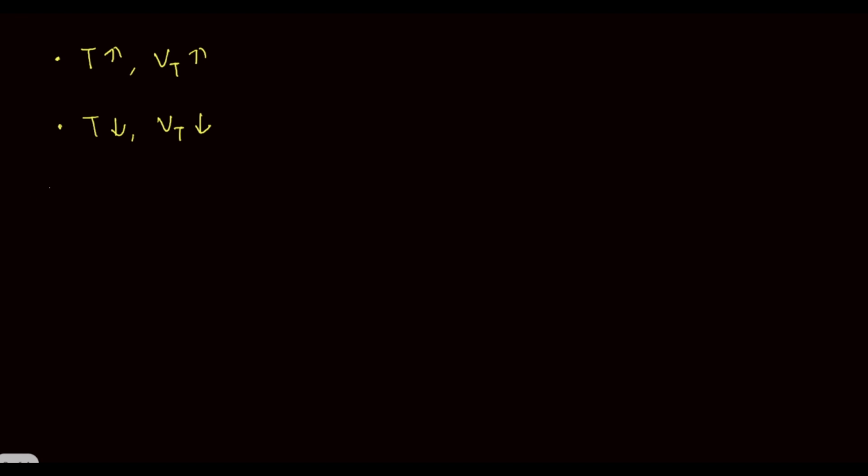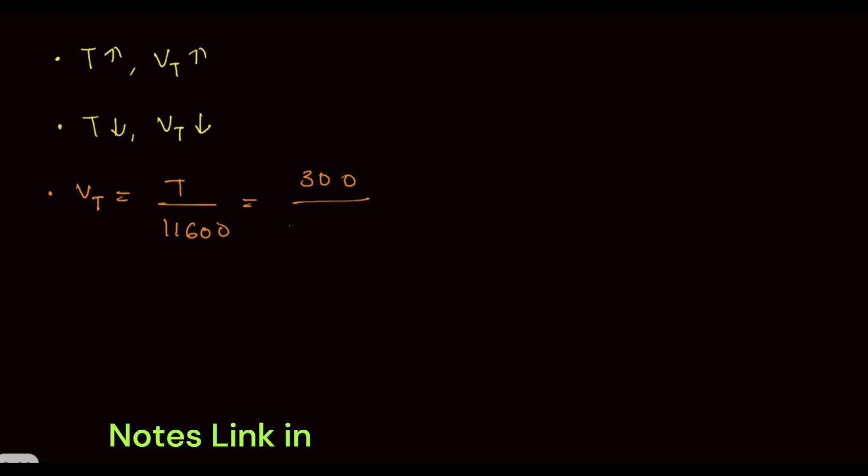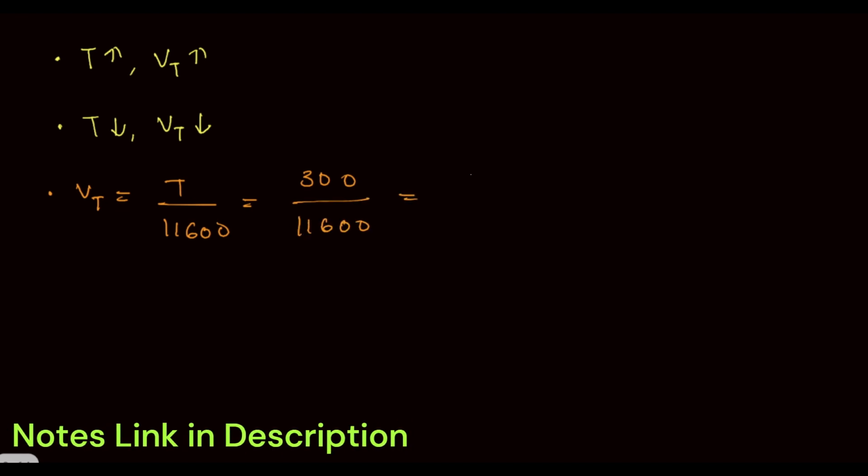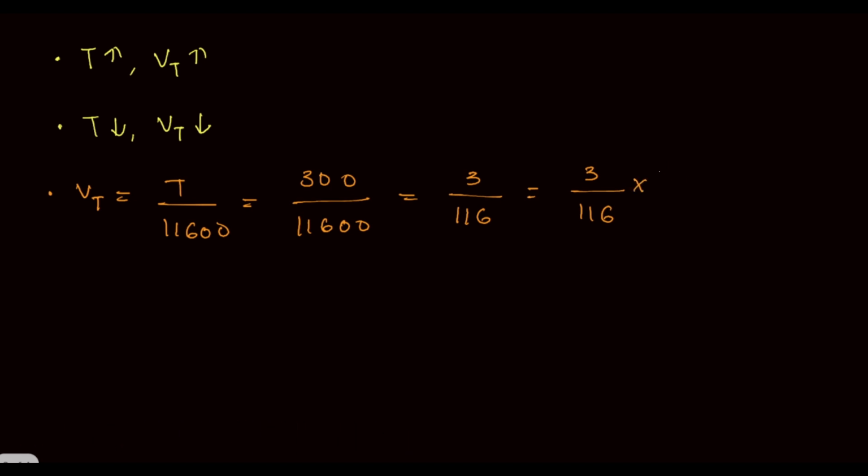calculate the value of Vt at standard temperature. As I told previously, for T equal to 300 Kelvin, we will calculate it. So Vt will be T by 11,600, that is 300 by 11,600, and that gives me 3 by 116 volts. In order to convert into millivolts, I will multiply by 1000. Then my answer will be Vt is equal to 25.86 millivolt.